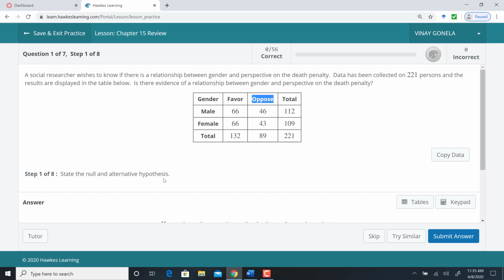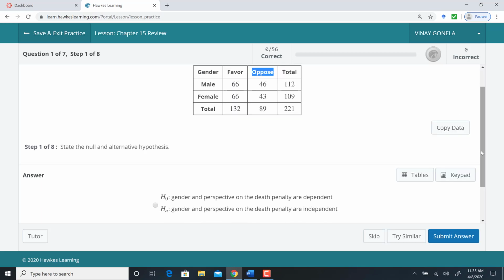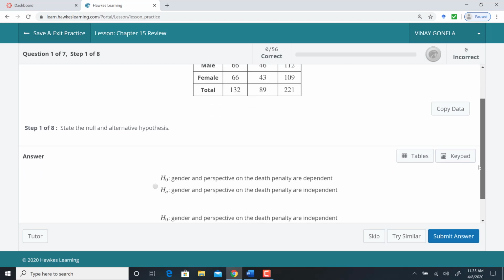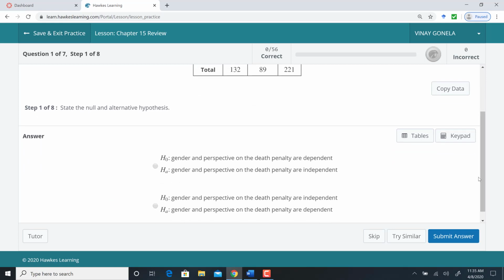So first you have to state the null hypothesis. As we discussed, our null hypothesis would always be they are independent of one another, and our alternative would be they are dependent on one another. So gender and perspective on the death penalty are independent, and then gender and perspective on the death penalty are dependent. So this is the right null hypothesis and alternative hypothesis. So I will submit this.